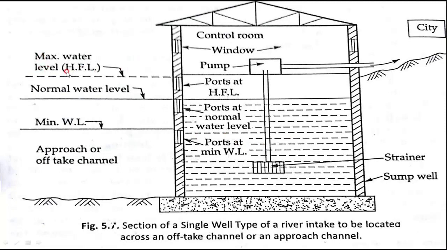You can see here the high flood level, HFL, that is your maximum water level. This much it may come. If the water level is this much, that water will pass through this port. Here one port is made, no? The water will enter inside the well. Now if the water level is not at high flood level, if it is a normal water level, then one more port is made here. From there water will enter. Then if it is the minimum water level, minimum means in summer, there is no rain, therefore water is not there in the river, but still you need to identify the minimum level, and there you need to make one opening, and from there it will enter.